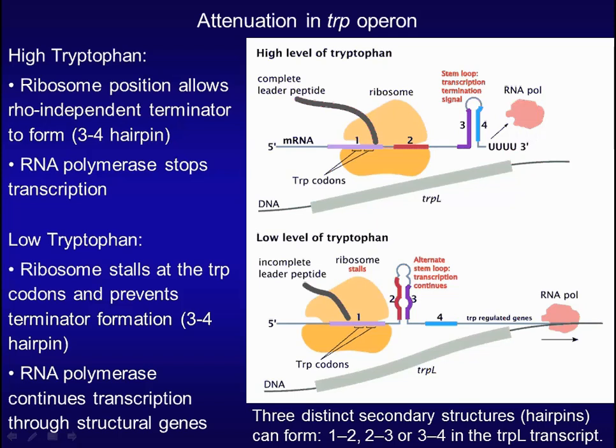When tryptophan levels are low, the ribosome stalls at the tryptophan codon and prevents formation of the 3-4 stem loop. Therefore, no terminator sequence is formed. RNA polymerase continues transcription through the structural genes.